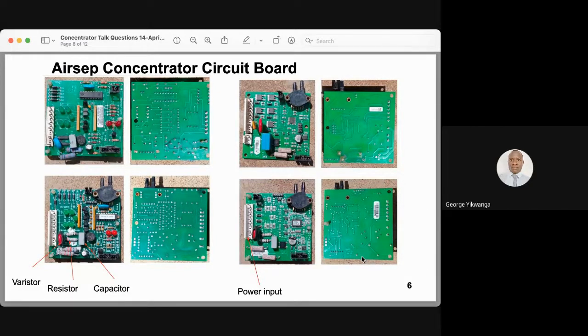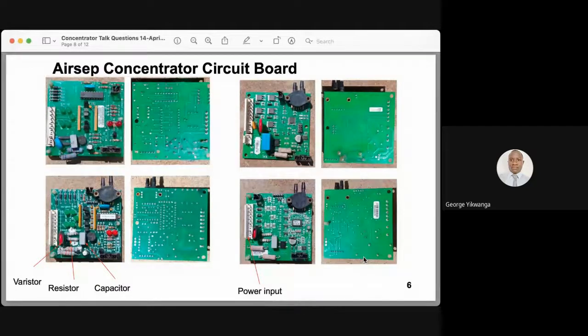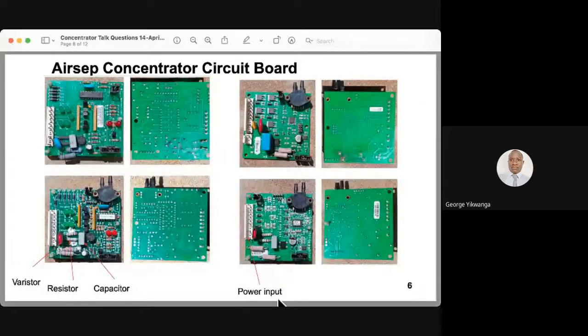You can also test the voltage across the solenoid valve. That is mostly for those boards that do not have the LEDs, but even those that have the LEDs can still check the voltage across the solenoid valve. With 230 volt models, the voltage across the solenoid valve is supposed to be 200 volts DC, while with 110 volt models, the voltage you're supposed to get is around 100 volts DC.